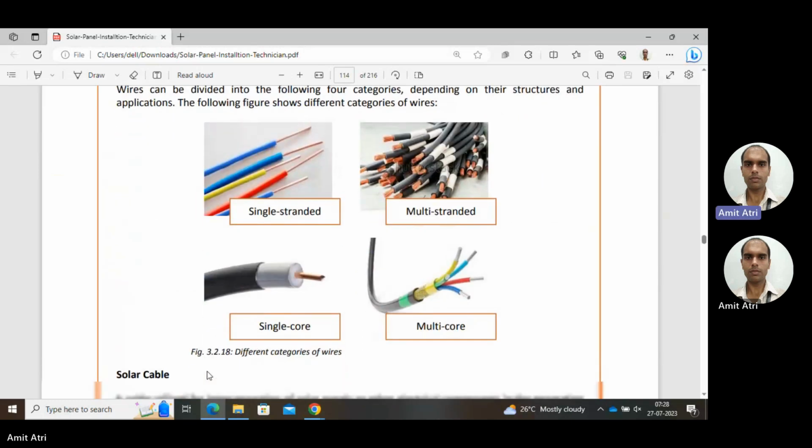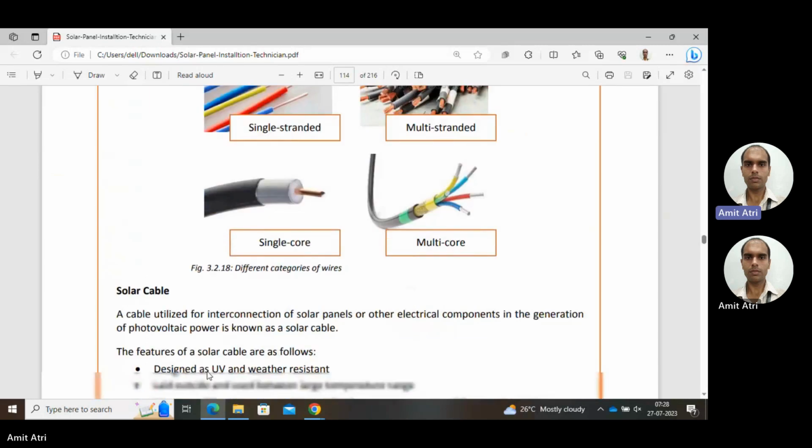Now, type of wire. It could be single stranded, the first diagram. Another one, multi-stranded, so many strands are there in each wire. The next is single core, check the internal conductor there. Another one is multi-core, the fourth case. The difference is evident in the diagrams here. From this, we can differentiate between these different types of cables.